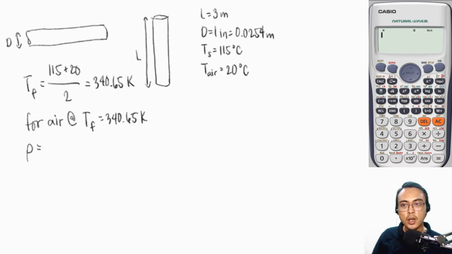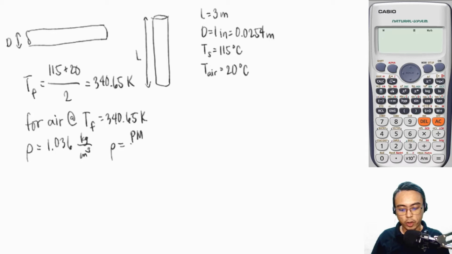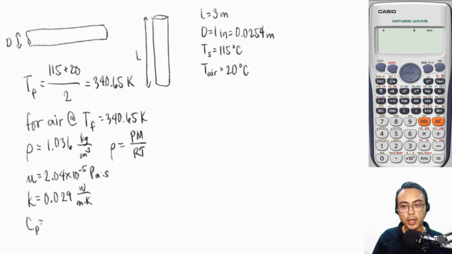Now let's tabulate the physical properties of air at a film temperature of 340.65 Kelvin. First is the density. Assuming that air is an ideal gas and that we use 1 atmosphere as the pressure, the density of air is 1.036 kilograms per cubic meter. You can use the formula density is equal to PM over RT for ideal gases. Next, the viscosity of air is 2.04 times 10 raised to negative 5 Pascal seconds. Next, thermal conductivity k is equal to 0.029 watts per meter per Kelvin. And then finally, Cp or heat capacity is equal to 1003 joules per kilogram per Kelvin.